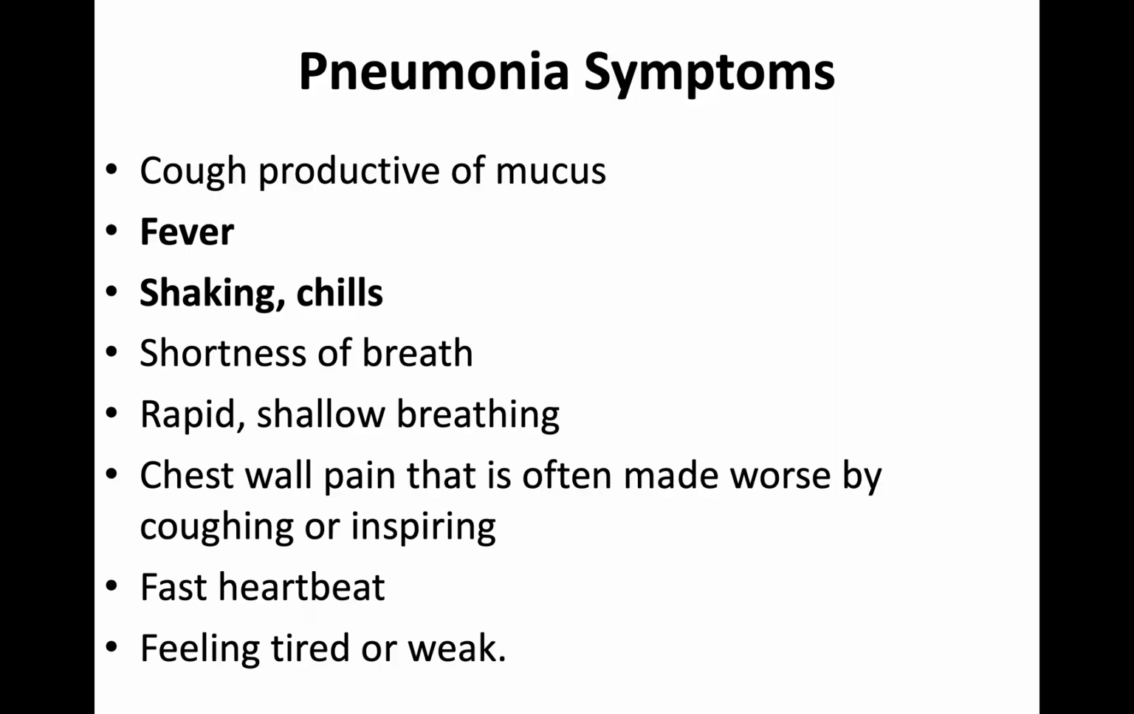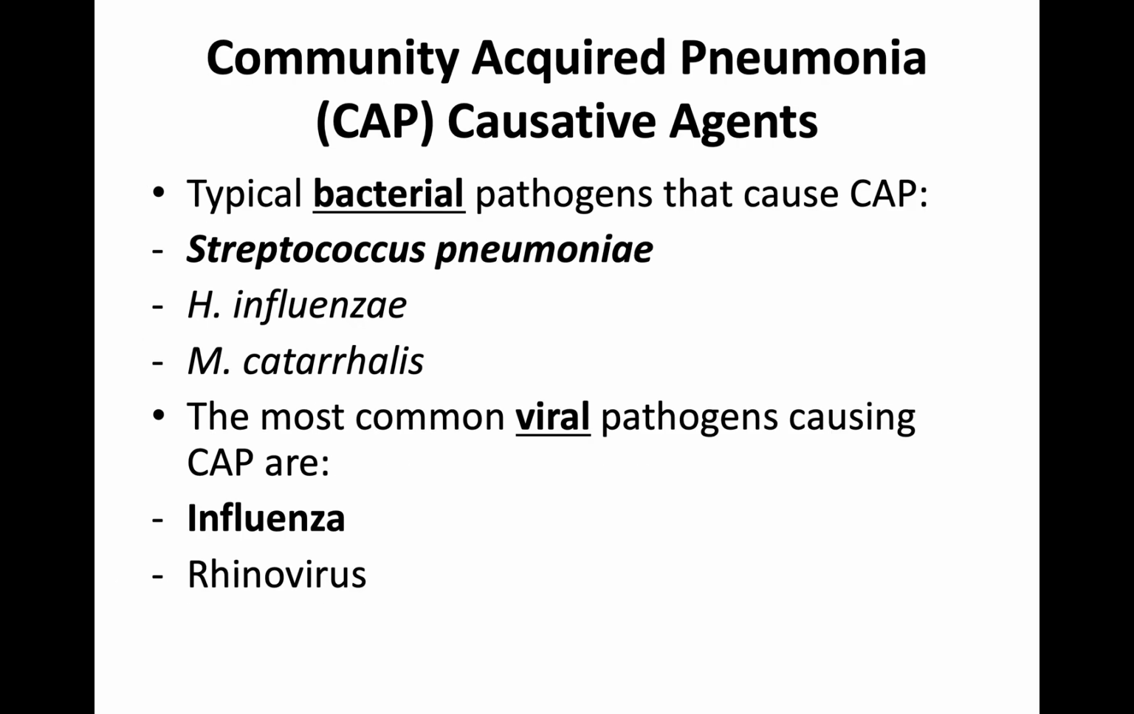It's affecting both lungs. So pneumonia symptoms: cough productive of mucus, fever, shaking chills, shortness of breath, rapid shallow breathing, chest wall pain often made worse with inspiration. You can have a fast heartbeat, feeling tired or weak. There's several bacterial agents and viral agents that cause community-acquired pneumonia.